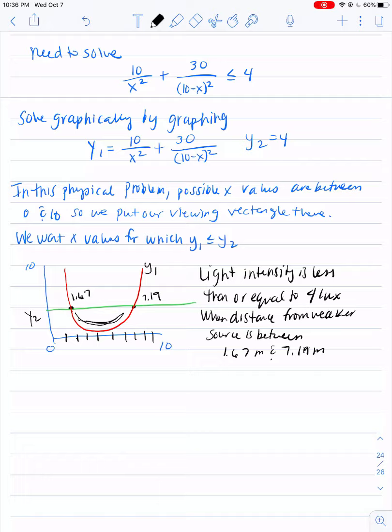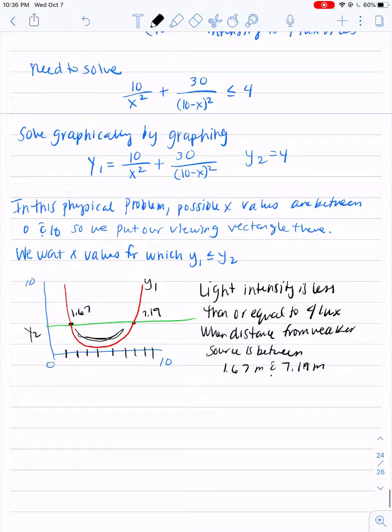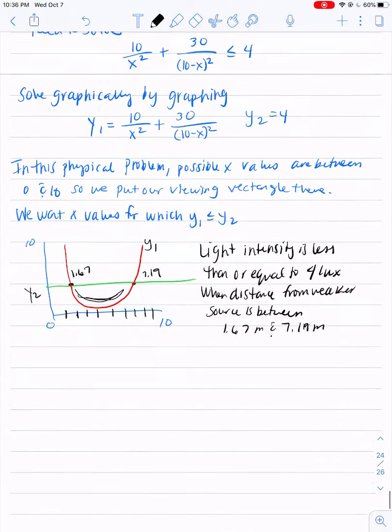So our light intensity is less than or equal to 4 lux when the distance from the weaker source is between 1.67 meters and 7.19 meters.